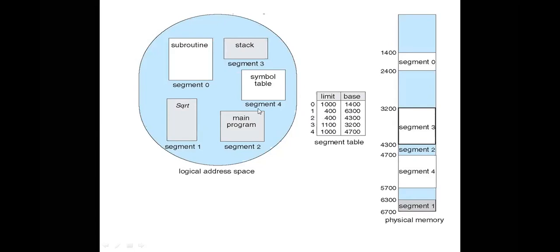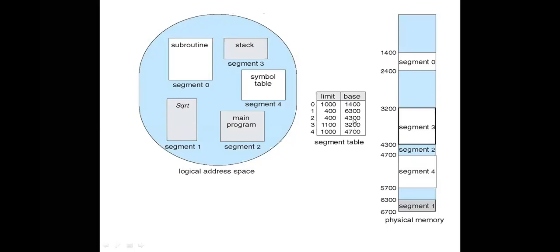So segment 0, starting address is 1400. Go to the 1400 location. Follow the cursor. Segment 0 starts at the 1400th location. It ends at 2400. Why 2400? 1400 plus 1000 equals 2400. That is the ending address, base plus limit. Like that, segment 1 starts at 6300. What is the limit? 400. If we add the base address to the limit, we get the ending address 6700.